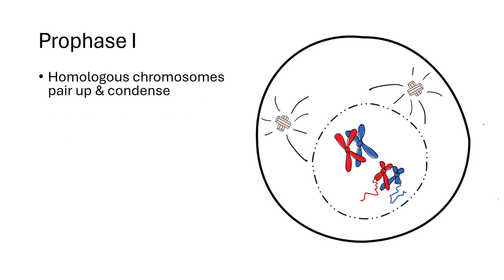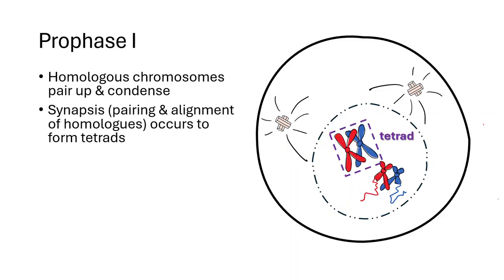Just like with mitosis, it does start off with prophase, but since meiosis comes in two different stages, we have a prophase 1 and a prophase 2. During prophase 1, the homologous chromosomes pair up and they also condense. When they pair up, we call this synapsis, where they align with each other and they pair with each other. They'll physically connect. And then when they do this, they form a structure called a tetrad. A tetrad is going to have four bodies, four chromatids joined together, which is where the tetra comes from.